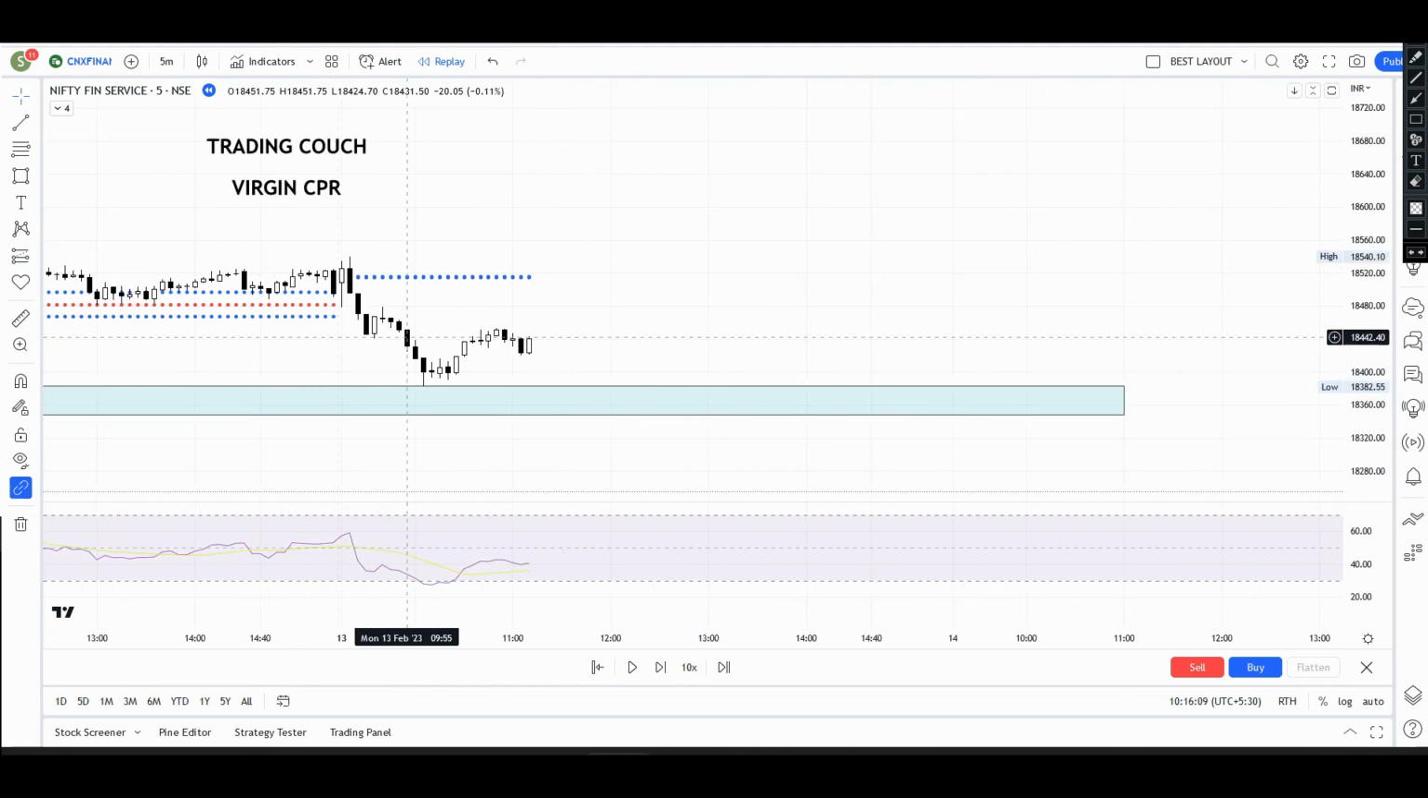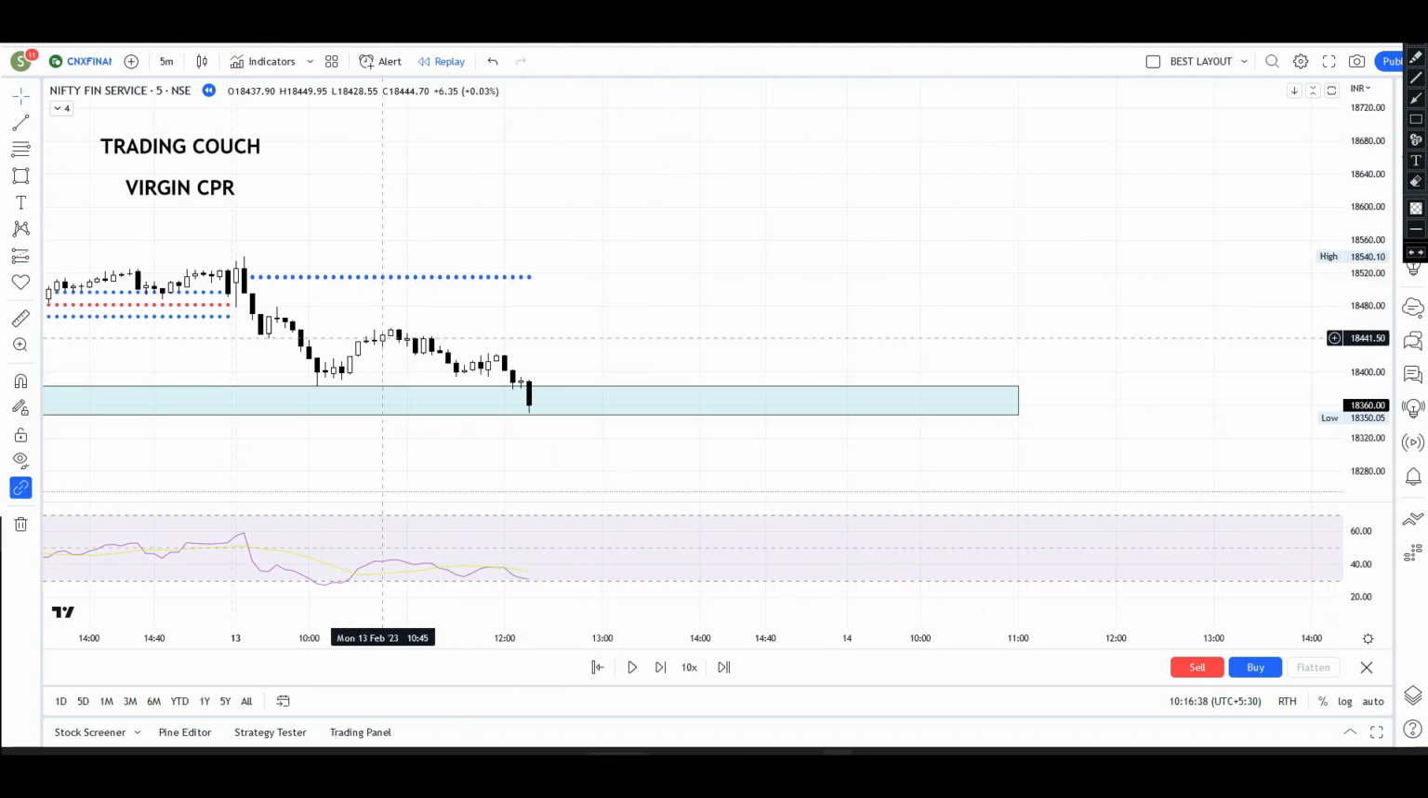Here we can see that there is a proper consolidation near the virgin CPR area, and there was a breakout of that. But still, let's not jump the gun. We'll wait for a proper bullish confirmation or proper reversal confirmation, and then take a trade.